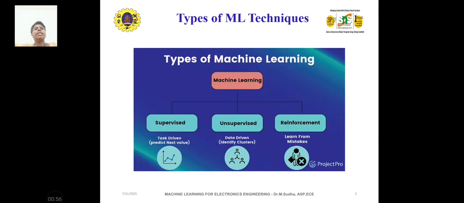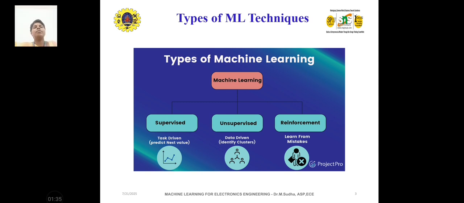And types of machine learning. We have supervised, unsupervised, and reinforcement. Usually we can say supervised means task driven, unsupervised means data driven, and reinforcement means learning from mistakes. Supervised, task driven, it means what? Supervised, the name itself tells us, that is under monitoring. For example, the students in the classroom are under the monitoring of the teacher. Likewise the supervised process will happen. And unsupervised is without monitoring. And reinforcement is semi-supervised, a mix of supervised as well as unsupervised.